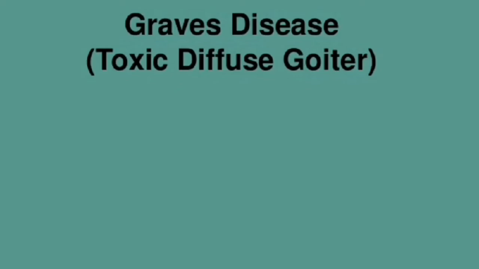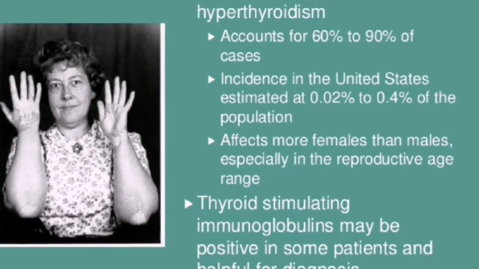Graves' disease, toxic diffuse goiter. What is it? The most common cause of hyperthyroidism is Graves' disease, which accounts for 60 to 90% of cases. The incidence in the United States is estimated at 0.02% to 0.4% of the population, and it affects more females than males. Thyroid stimulating immunoglobulins may be positive in some patients and helpful for the diagnosis.